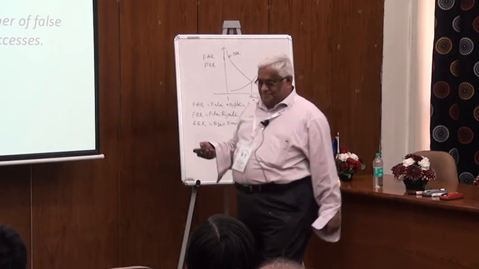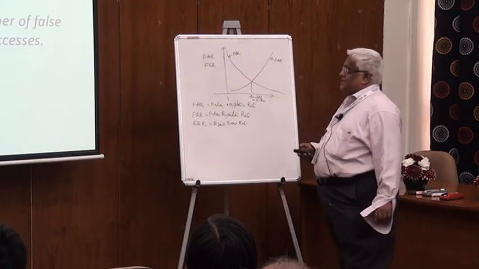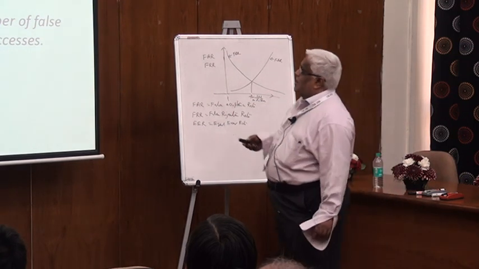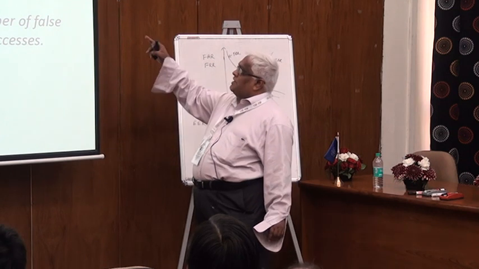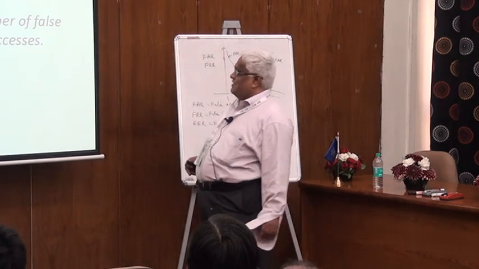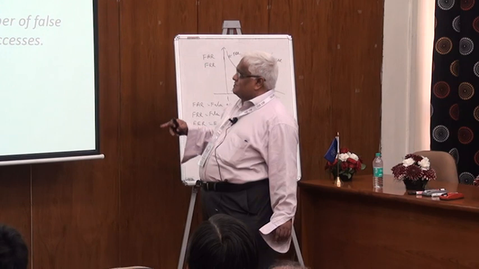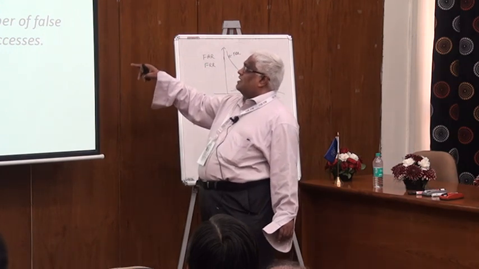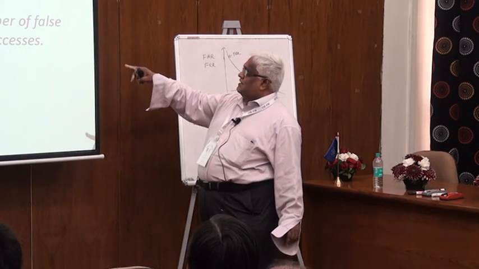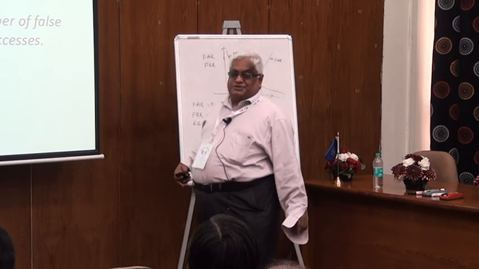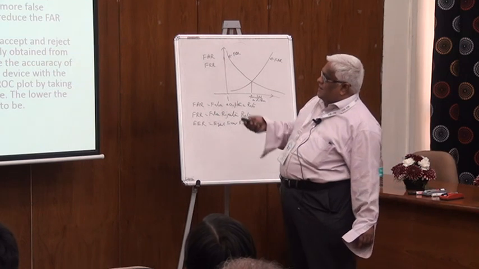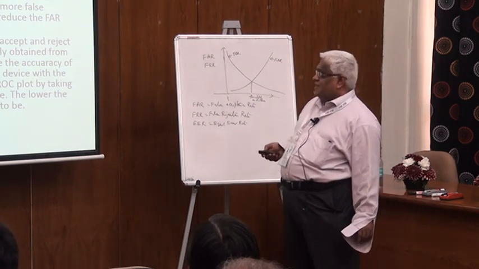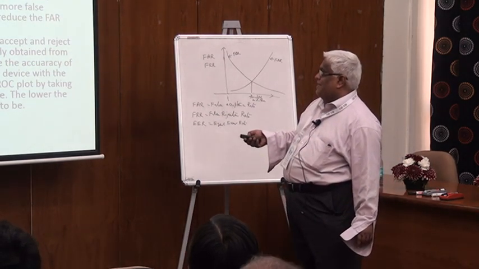FAR and FRR, I already mentioned it. FAR means out of all the fraud attempts, how many attempts are successful? FRR means out of all the clients only, how many are rejected, classified as imposters. And then I already mentioned this equal error rate.